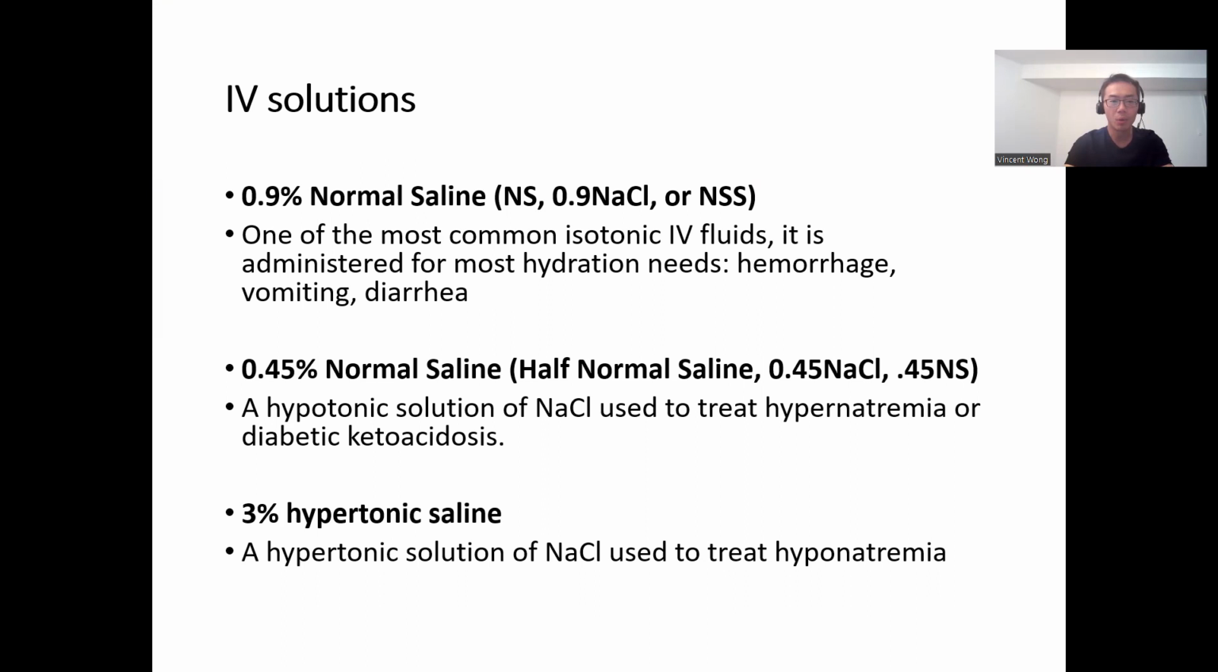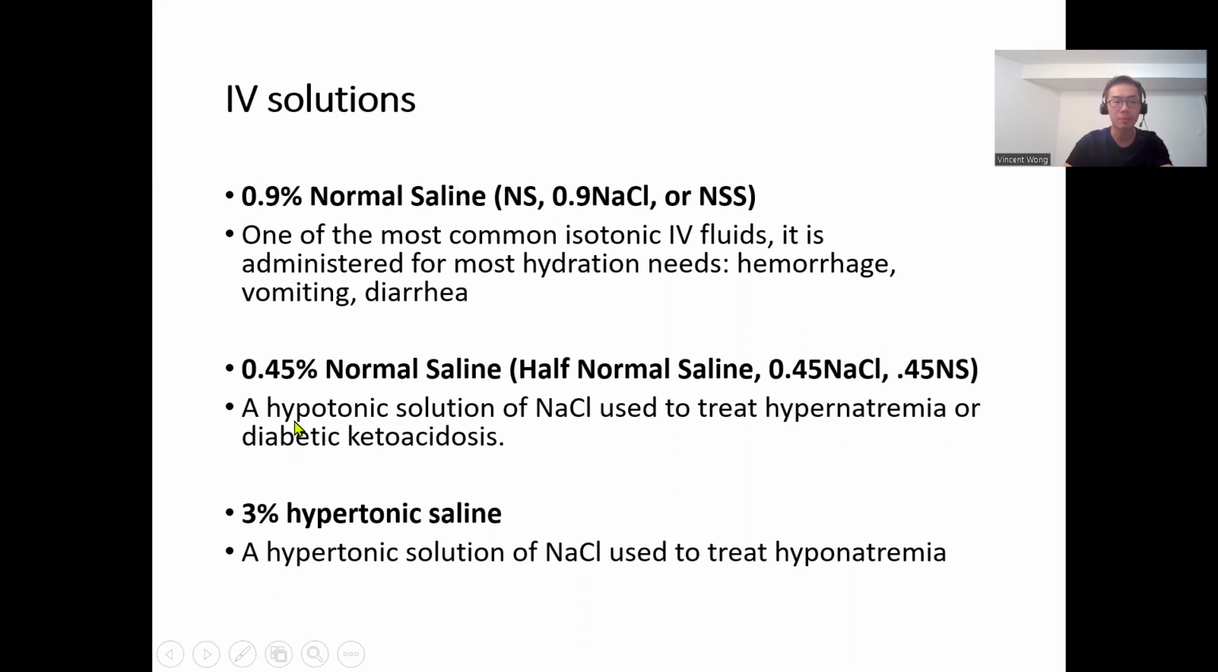Sometimes you might want to give them saline that is hypotonic. Hypotonic, 0.45%. In this case, the solution is more diluted than your cell. It's going to create a hypotonic environment. And that's useful for treating things like hypernatremia. Hyper means too much. Natri is sodium. Emia is in the blood. So too much sodium in the blood.